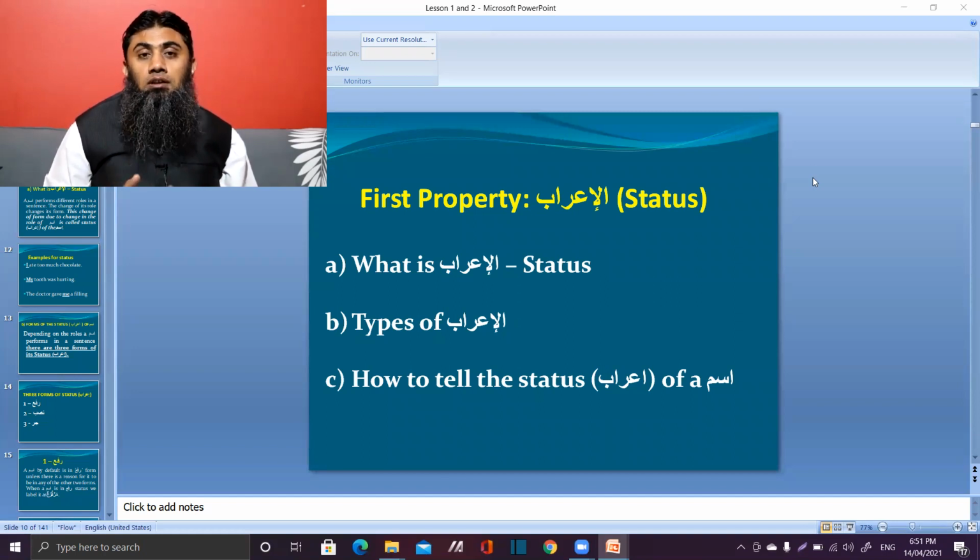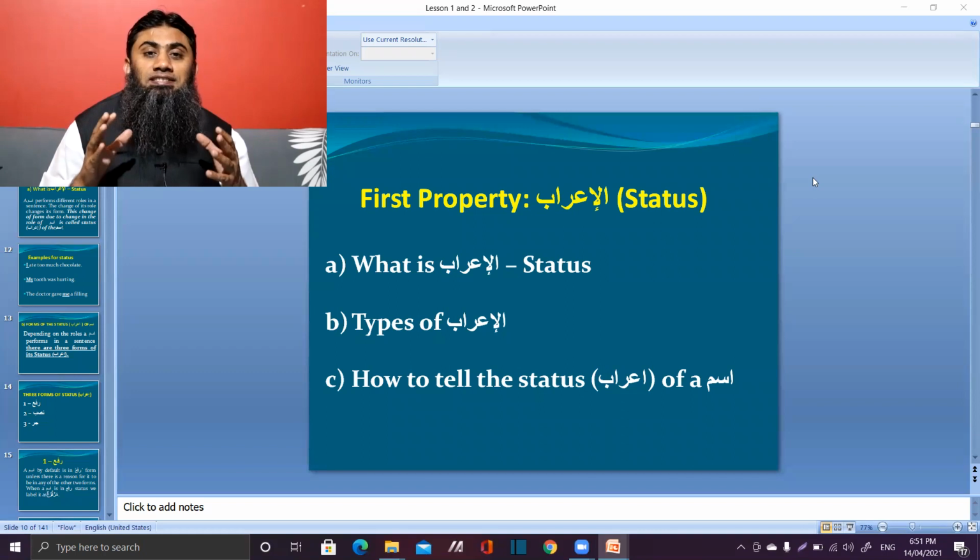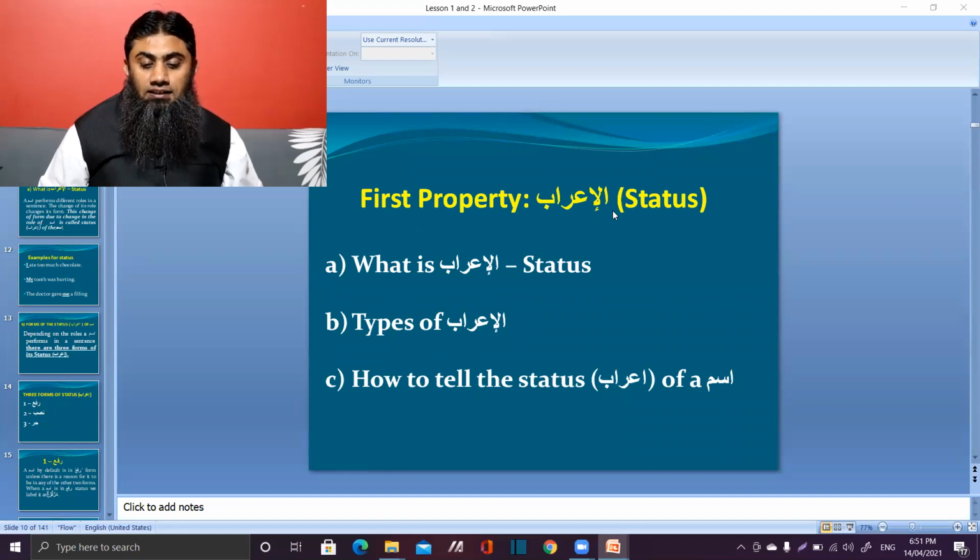So, Alhamdulillah, yesterday we started our first module, and in the first module we are to study four properties of ism. Among those four properties, the first property was status or i'rab. Now, we discussed yesterday that within this first property, we are to discuss three points. A, what is i'rab? We covered this one yesterday. And B, types of i'rab: rafa, nasab, and jar. We covered this one yesterday.